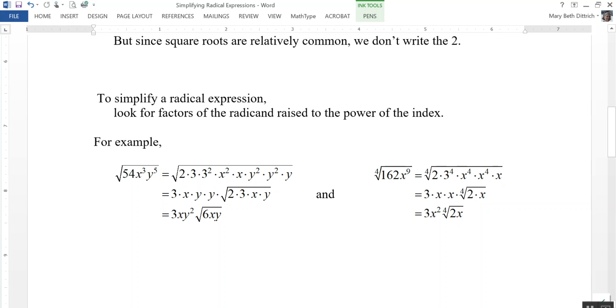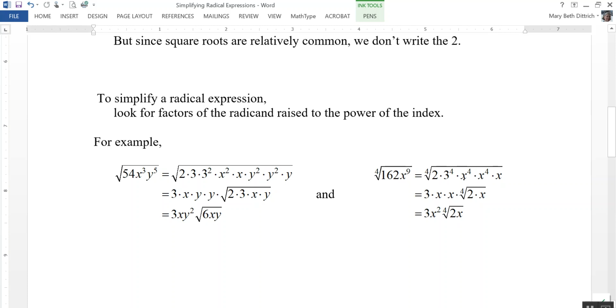Same thing works with roots other than a square root. So here we have the fourth root of 162, x to the 9th. So 162 is actually 2 times 81, and 81 is 3 to the 4th power. So I'm going to write 162 as 2 times 3 to the 4th power. Remember, I'm looking to write part of the number with an exponent of 4 since my index, or the root that I'm taking, is a fourth root.